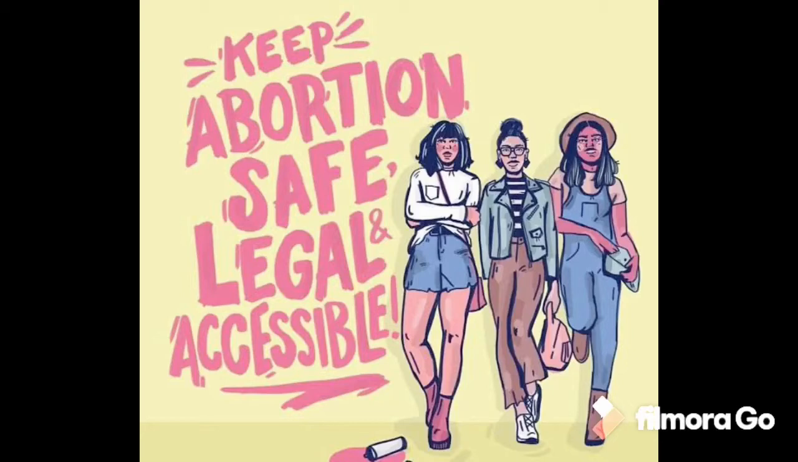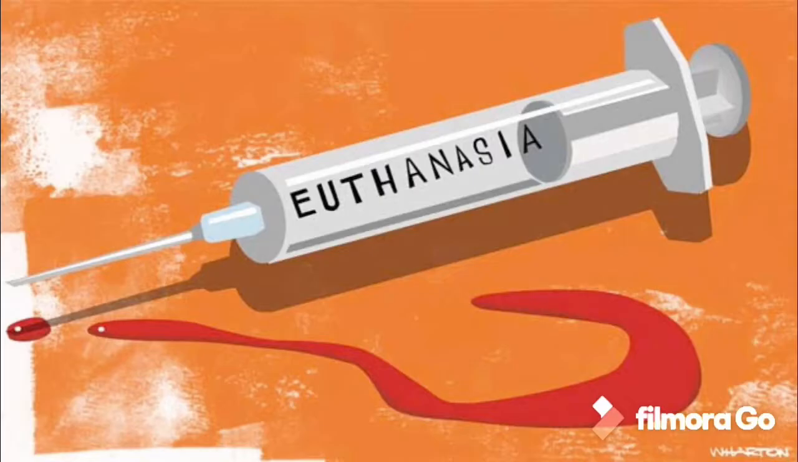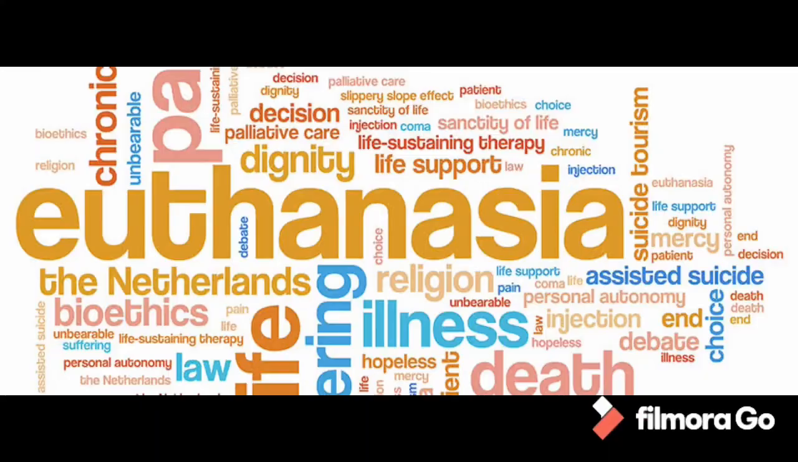What is euthanasia? The word euthanasia comes from two Greek words, eu and thanatos, which translated literally means good death or happy death.